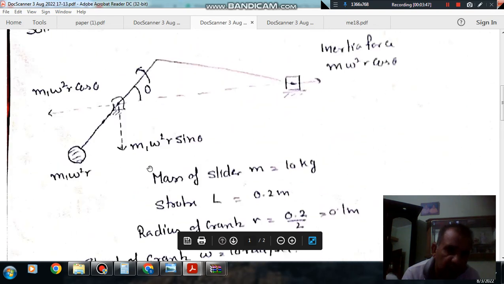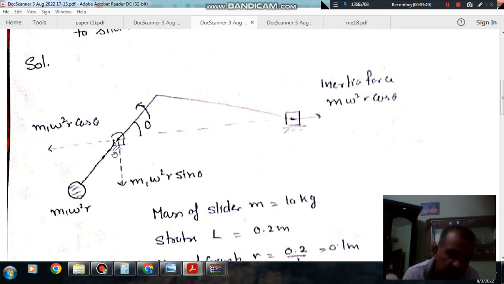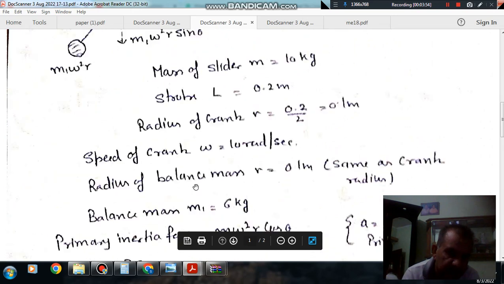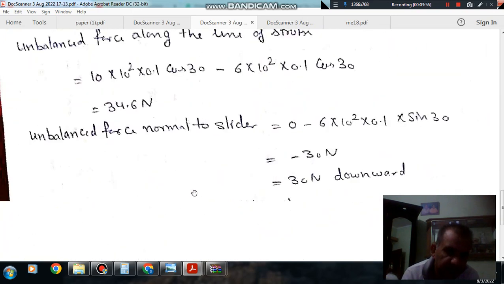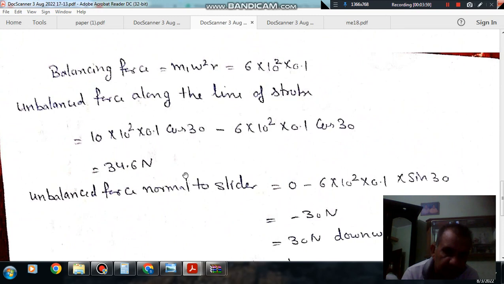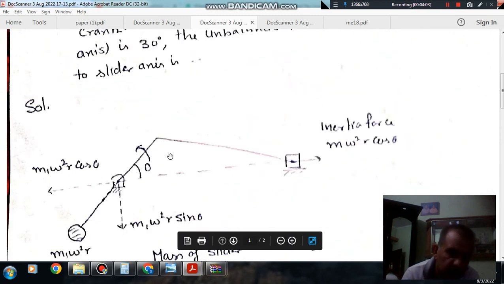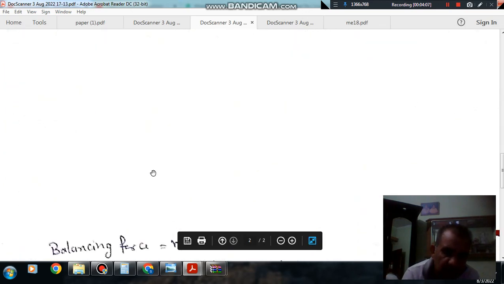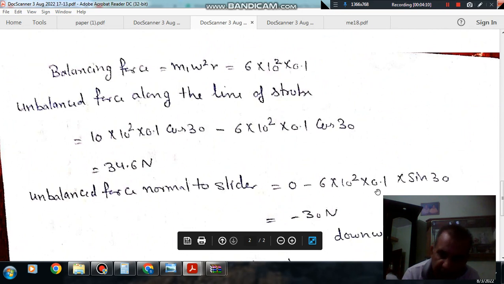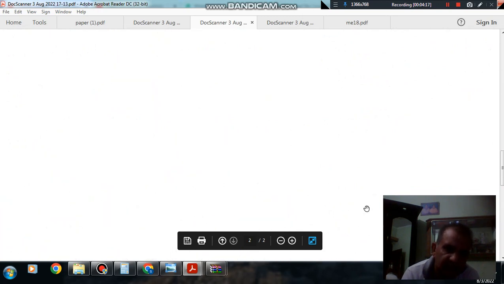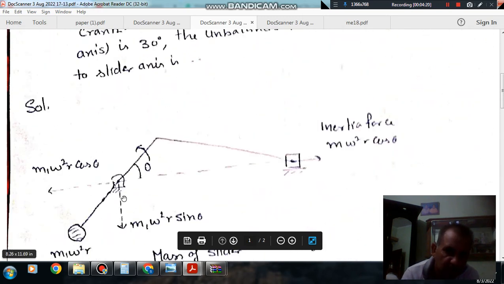We have to find out the unbalanced force in the direction perpendicular to the line of stroke. That will be equal to m1 omega square r sin theta, where m1 is again 6. As there is no upward force, taking downward force as negative, it will be 0 minus m1 omega square r sin theta, with omega 10 and r 0.1, so that will be minus 30 Newton, or we can say 30 Newton downward. So the answer is 30 Newton downward.